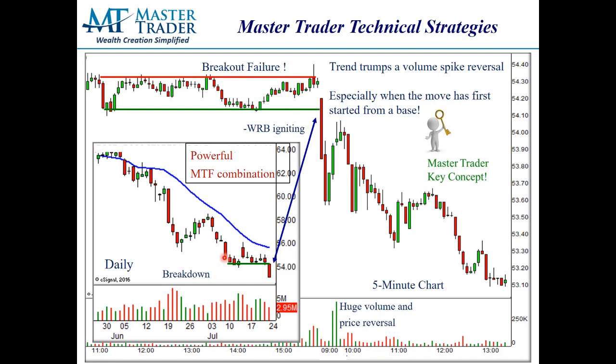We always have to give the big picture the advantage of it's going to follow through, and that's our bias. So in this case, when we're looking at this huge volume and price reversal back here, say, well, the trend trumps that volume spike reversal. Moves to the upside on huge volume are a powerful message. However, a more powerful message is the fact that this is in a downtrend. It failed. It's breaking down.